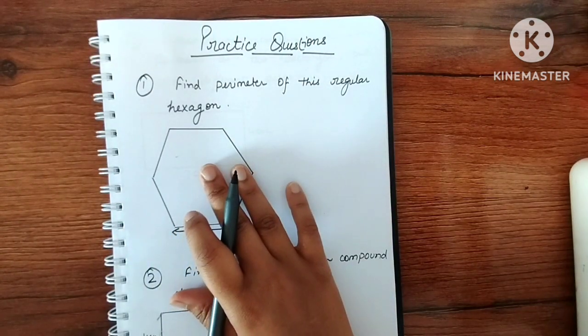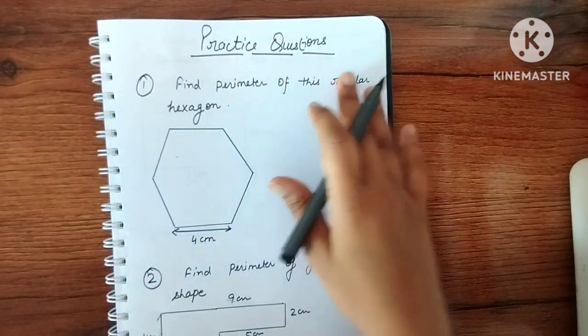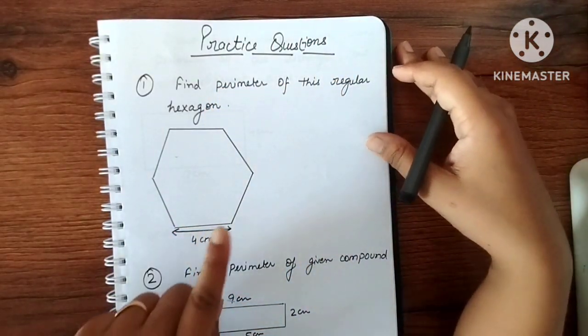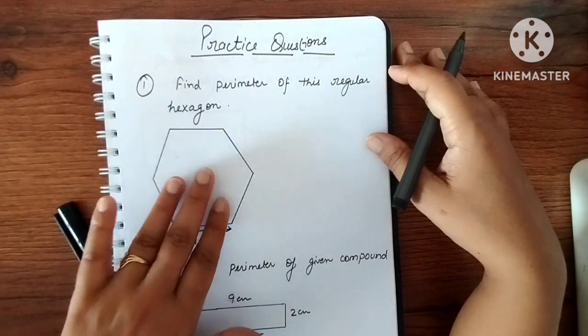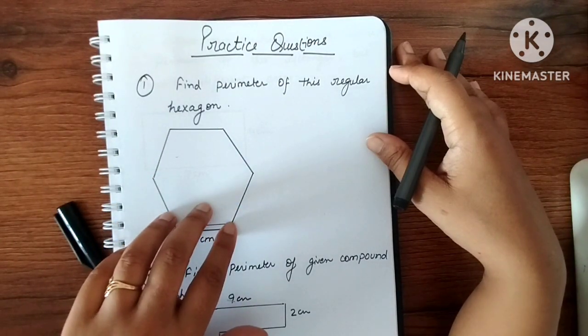In today's class, we are going to discuss some practice questions of chapter Angle and Shapes. Here we will discuss some 3D shapes, area and perimeter.